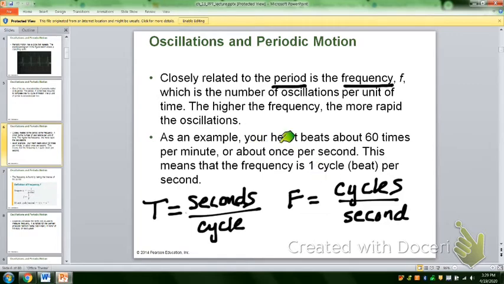It gives the example here of a heartbeat. The heart beats about 60 times per minute or once per second. So a typical resting heart rate is around 60 for the average. Of course, that varies, but that's about 1 beat per second. So its period would be 1 second every cycle, or 1 beat every second. So in that case, the frequency and the period would actually be the same.